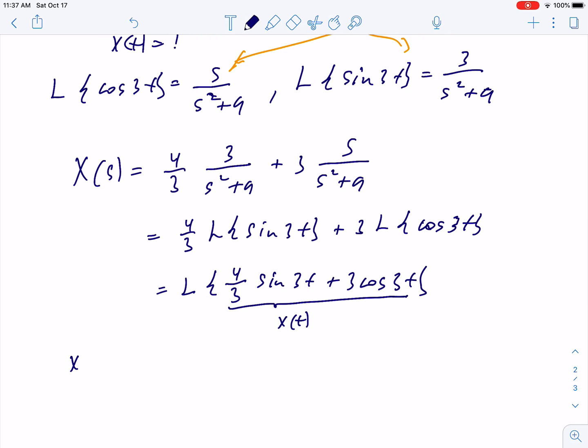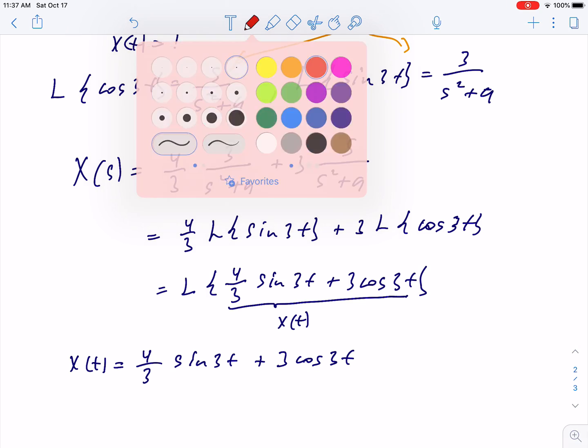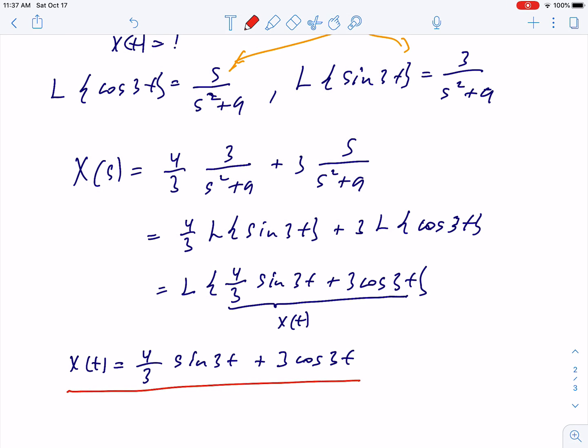Let's write explicitly our solution. 4/3 sine 3t plus 3 times cosine 3t. This is our solution. So that's how it works. We transform the equation into one algebraic equation, solve for the big X, and then invert using different tricks and different techniques, using the table first of all.